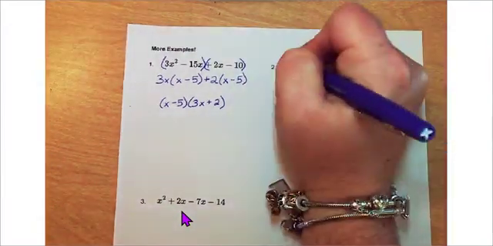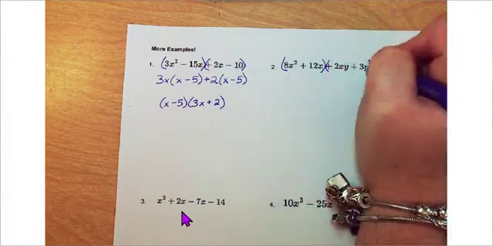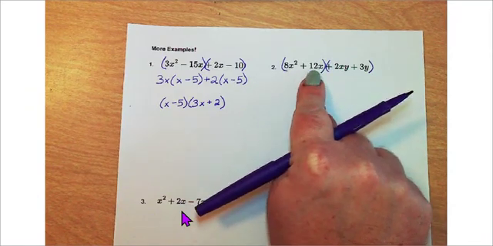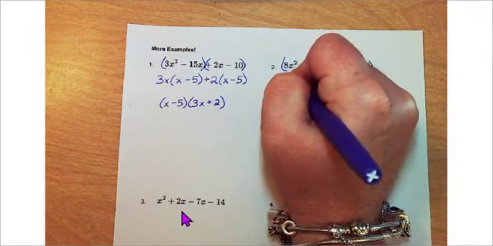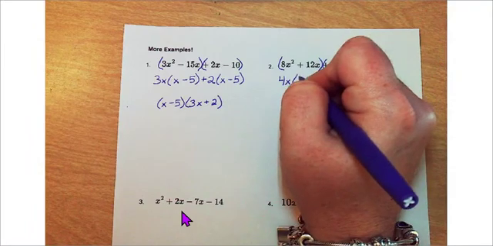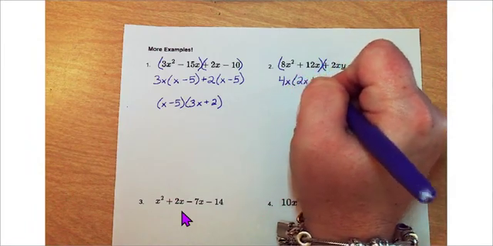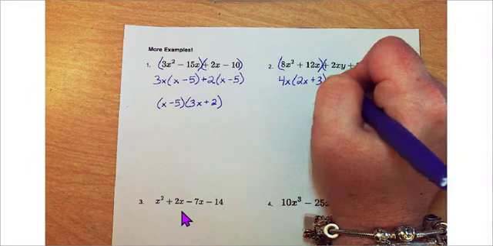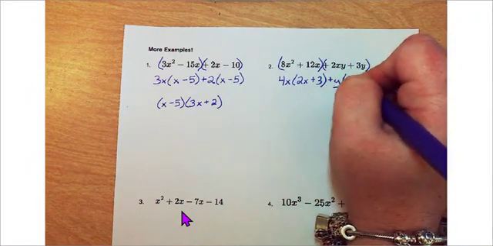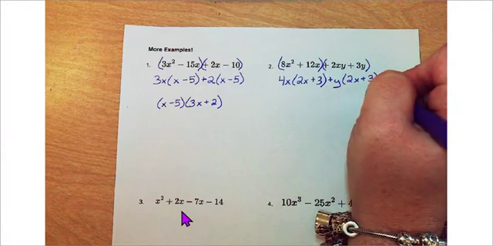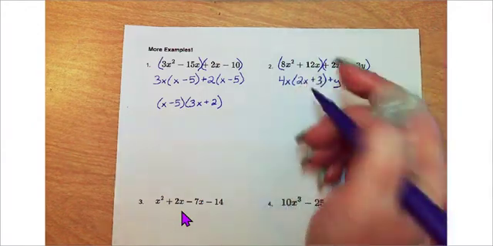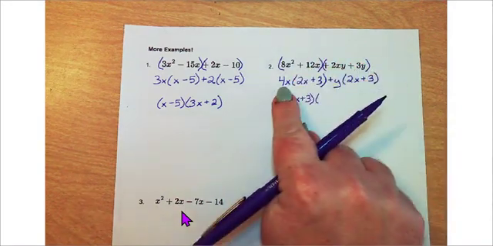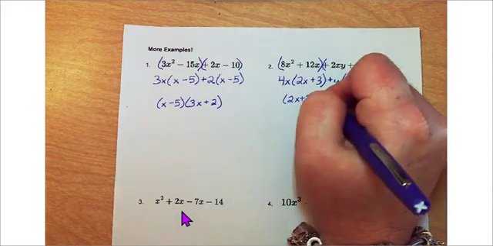All right, let's do number 2. Again, I'm looking at these two groups. If I look at these two, what can I factor out? Well, I can factor out a 4 and an x. So this would be a 2x plus 3. On this one, all I can factor out is a y. So that would leave me with 2x plus 3. Again, they're the same, so I can factor that out: 2x plus 3, and then I'm left with my other factor of 4x plus 1.